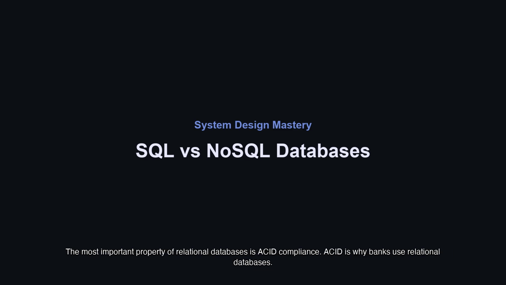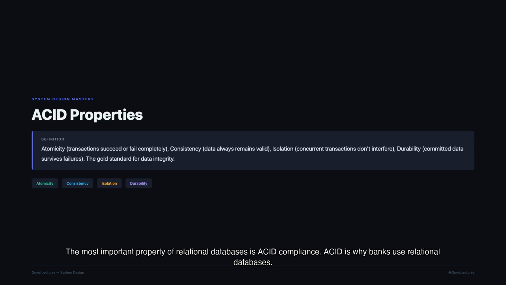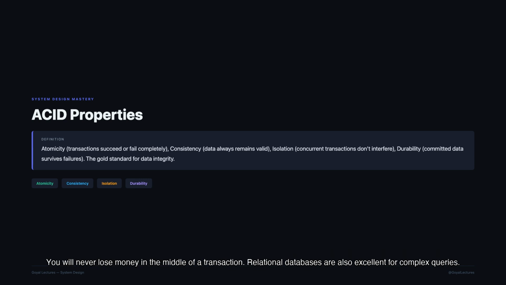The most important property of relational databases is ACID compliance. ACID is why banks use relational databases. If you transfer money from account A to account B, that operation is atomic. Either both the debit and the credit happen, or neither does. You will never lose money in the middle of a transaction.